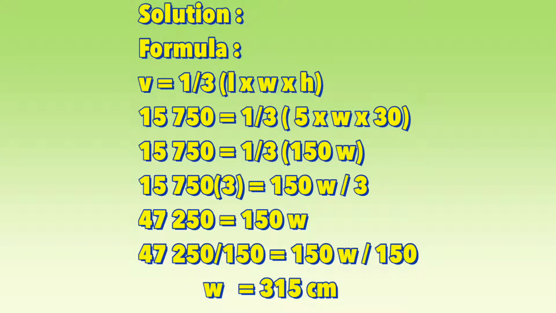And then, since we're computing for W, we have to eliminate the 150, which is the numerical coefficient of W. That's why we're going to divide both sides by 150. And the result, 150 divided by 150, the remaining is W. And 47,250 divided by 150, we have 315 centimeters. So that's the W now, the width.